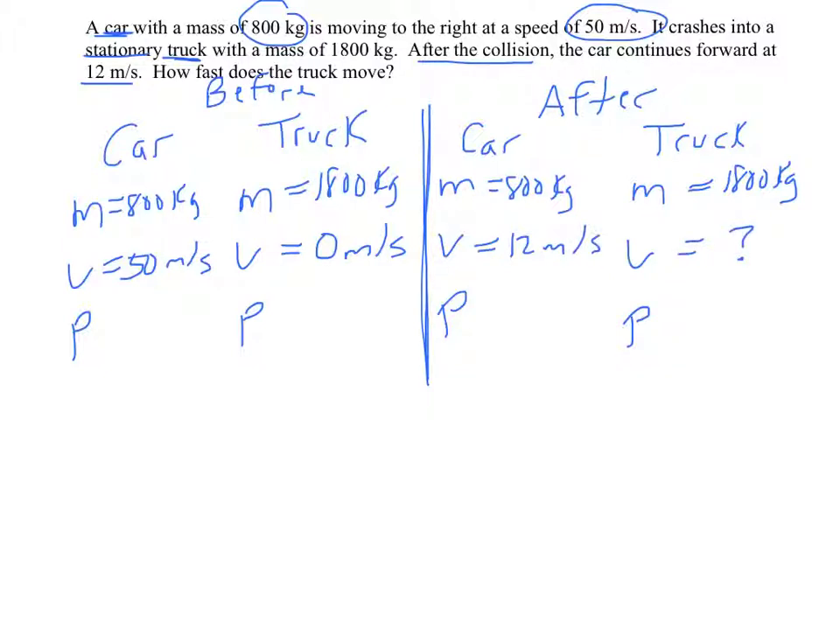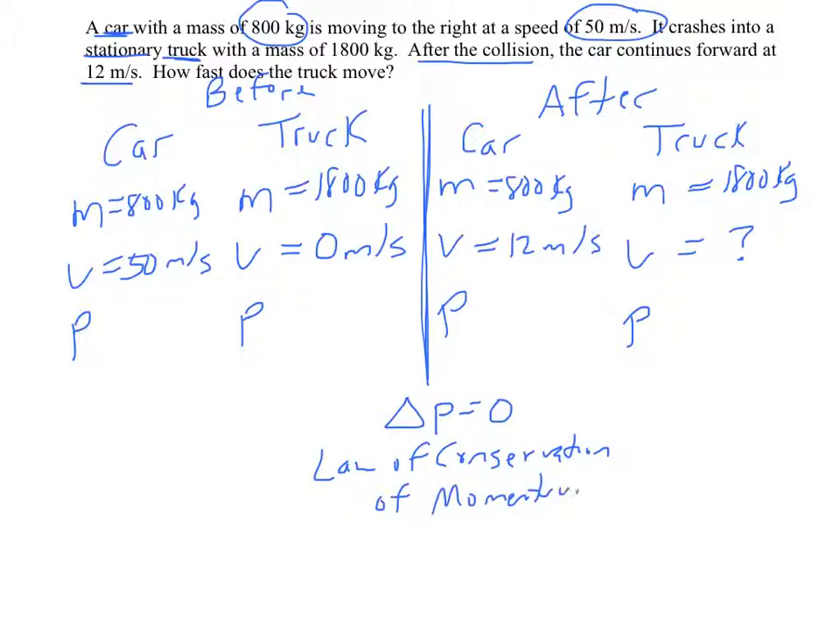So this is a lot like these other momentum problems that we did. The big difference here is we're assuming there are no outside forces. It doesn't say anything about outside forces, so we make that assumption. And if there are no outside forces, delta P is 0, meaning the momentum before and after is the same. And this is known as the law of conservation of momentum. As long as there are no outside forces, the momentum before and after an event are equal. And so that's how we're going to solve this problem.